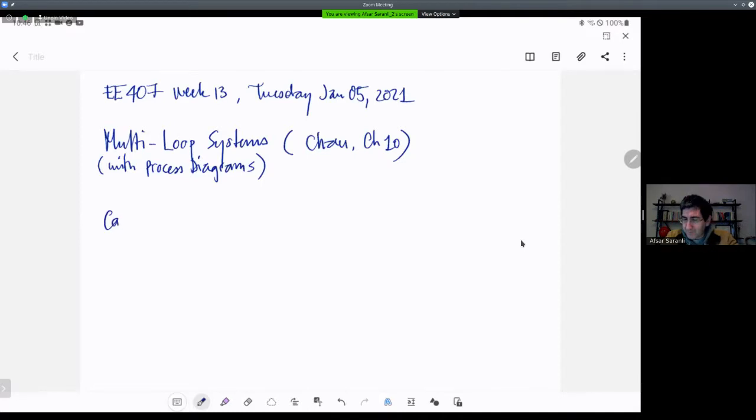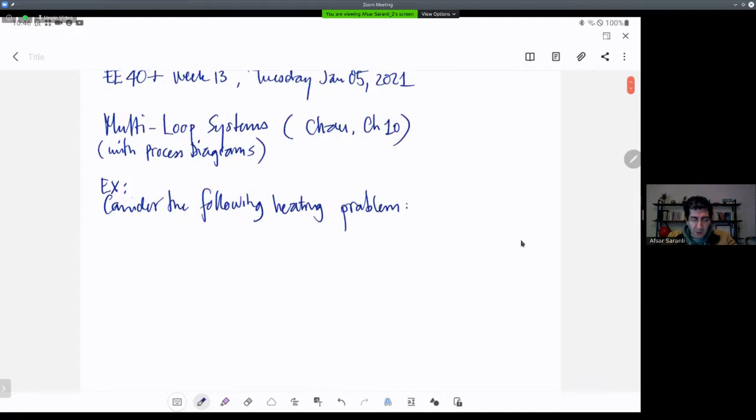Okay, so as an example, consider the following heating problem. So I will first illustrate our classical single loop control architecture over this diagram. Okay, so this is a problem where essentially it's a home heating problem. There is water being heated by gas. Okay, it's the classical kind of combi in our homes.